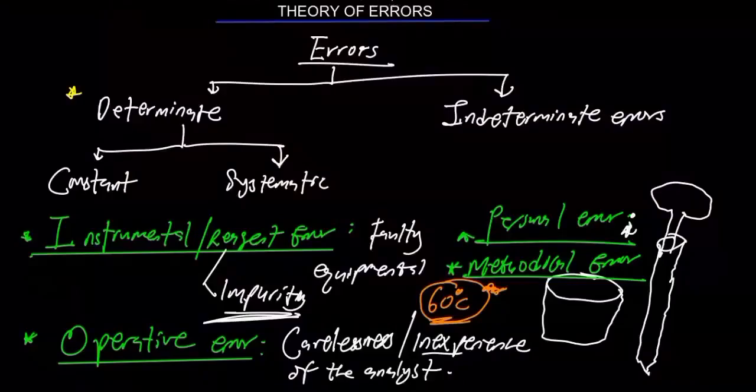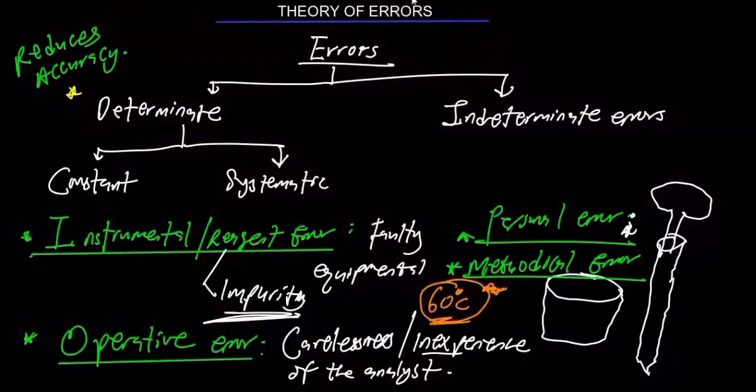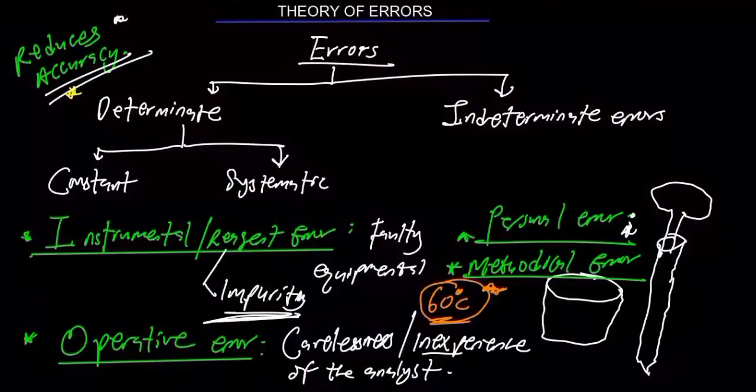Determinate error reduces accuracy. It reduces what? Accuracy, yeah. And take note that it does not affect precision. In my next video, you will understand the basic difference between accuracy and precision. So this one does not affect precision, okay? It only affects accuracy. Take note of that.